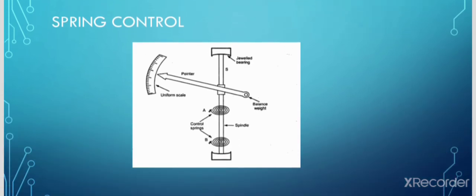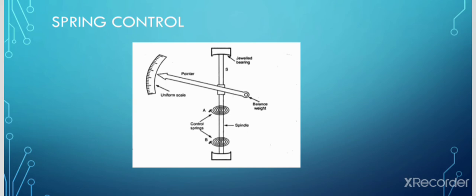Spring control system. This is the most commonly used method in electrical instruments. Coming to its construction, before the construction, let's see its parts. It consists of two jewel bearings, two hairsprings, one pointer and one uniform scale. The two jewel bearings are attached to a spindle rod, and the two hairsprings, which are made of phosphor bronze, are attached to the spindle.